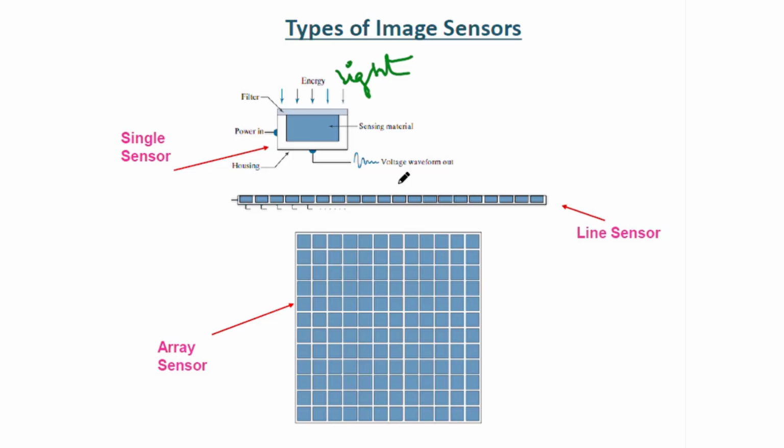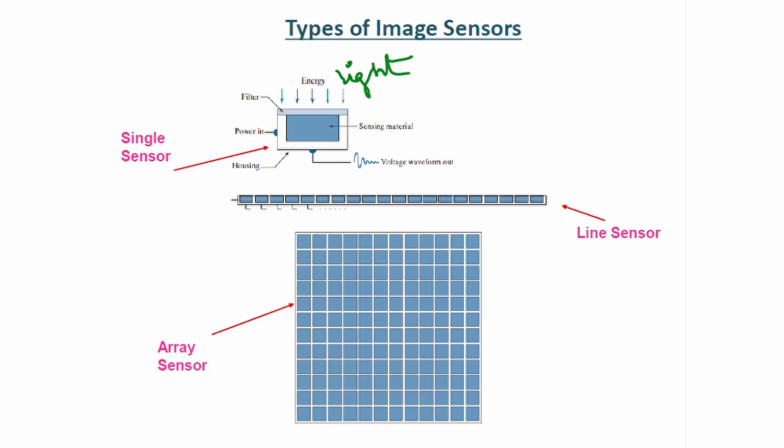This means the sensor is converting light energy into electrical energy. What is an example which converts light energy into electrical energy? It is nothing but a photodiode. The sensing material is like a semiconductor; some types of semiconductors will convert light energy into electrical energy. This is about the single sensor. To operate this sensor, we need to give power, and to protect it, you need some housing.